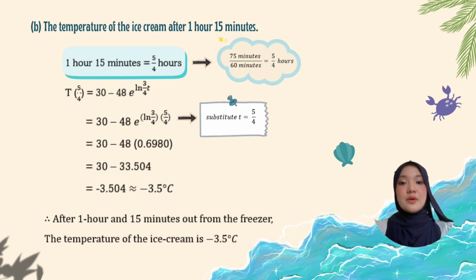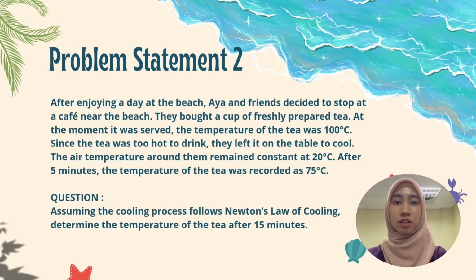After substituting the value of time, we evaluate the exponential term. The value of e to the power of (ln 3/4) multiplied by 5 over 4 is approximately equal to 0.6980. Then, we multiply this value by 48, which gives 33.504. Finally, we subtract this value from 30 and obtain T equal to negative 3.504 degrees Celsius, which is approximately equal to negative 3.5 degrees Celsius. Therefore, after 1 hour and 50 minutes out of the freezer, the temperature of the ice cream is approximately negative 3.5 degrees Celsius.